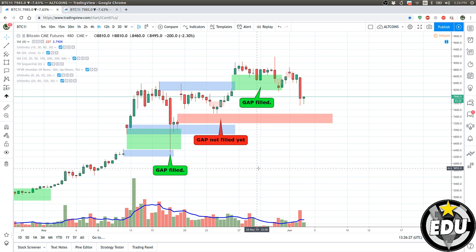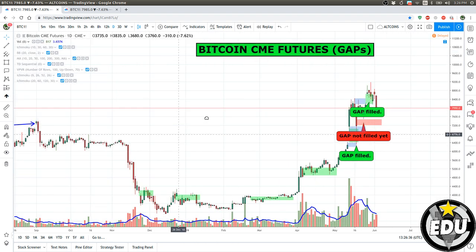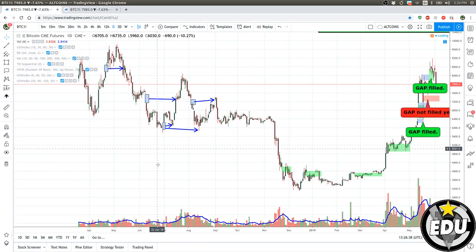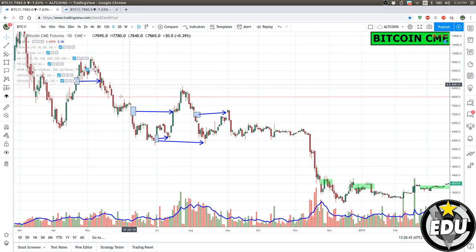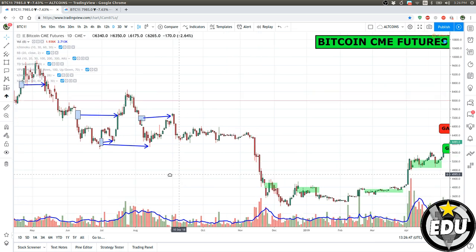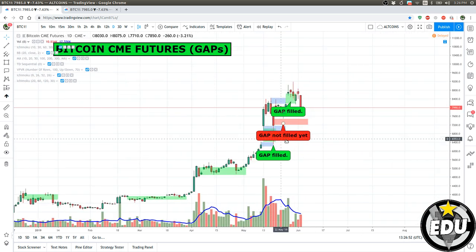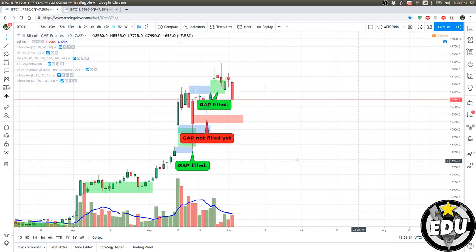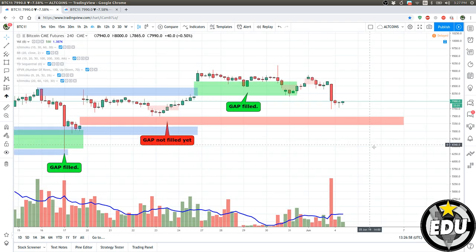If you guys do a historical analysis of the CME futures chart, you will see that every single gap was filled in the past. I've seen it. I've looked at it. So there is no gap that was left unfilled ever. So why should this gap stay unfilled? I don't think that will be the case. I think we will drop.